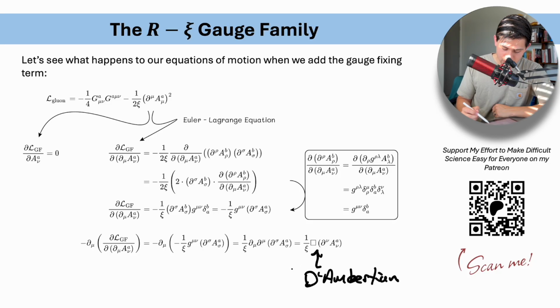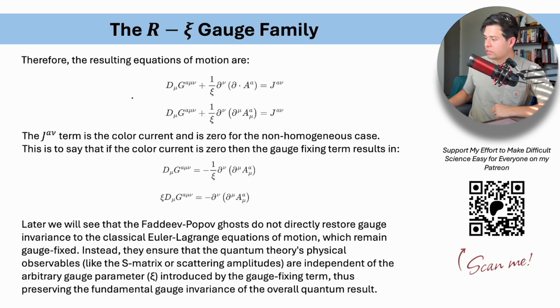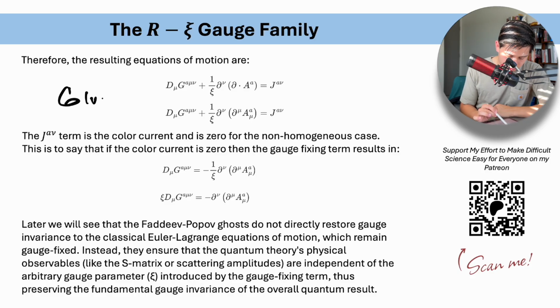what has happened to our equations of motion is that we now add this term. This term here comes from adding our gauge fixing term. So thus the resulting equations of motion are going to be this right here, where this came from, again, this is just for the gluons, again, just for the gluons.